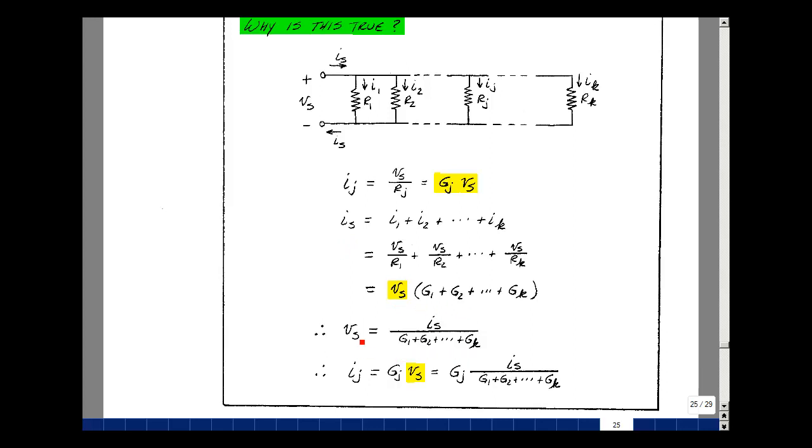Now substitute that V sub S into this equation, and we have that the current in the jth element is G sub J times I sub S over G1 through G sub K. And now just interchange G sub J with I sub S, and you have the property.